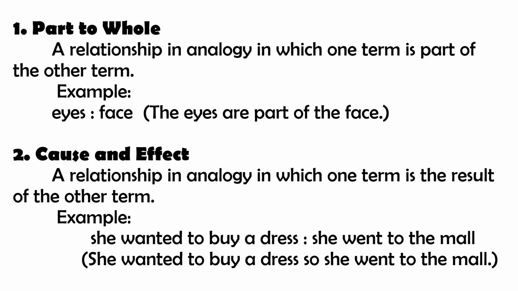Number 2, cause and effect. A relationship in analogy in which one term is the result of the other term. Example, she wanted to buy a dress is to she went to the mall. She wanted to buy a dress, so she went to the mall. The cause is she wanted to buy a dress, and the effect is she went to the mall.